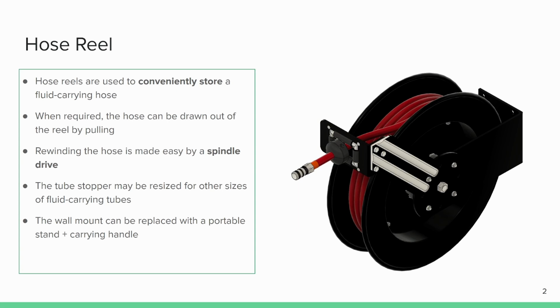Hose reels are simple devices with the primary function of conveniently storing a fluid-carrying hose for easy access at any time. These hoses are intended to be installed in workplaces where fluids frequently need to be delivered to specific locations by means of a hose.